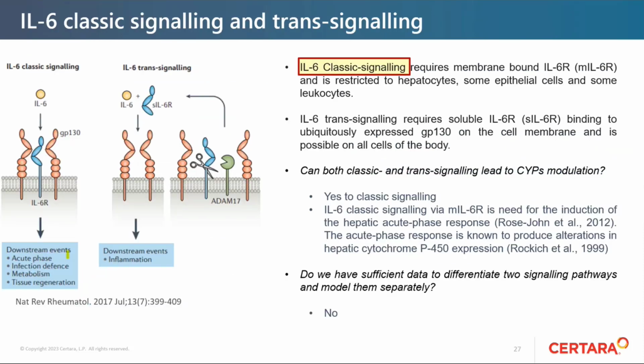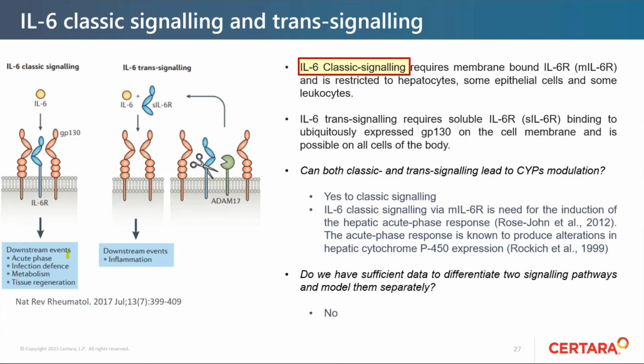So our team had looked into the IL-6 case because this is one of the most interesting. There are two known IL-6 signaling pathways called IL-6 classic signaling and trans signaling. IL-6 classic signaling requires a membrane-bound IL-6 receptor and is restricted to hepatocytes, some epithelial cells, and some leukocytes. While the trans signaling requires a soluble IL-6 receptor, which is cleaved from the membrane-bound receptor and binds to the ubiquitously expressed GP130, and this can happen almost on every cell.